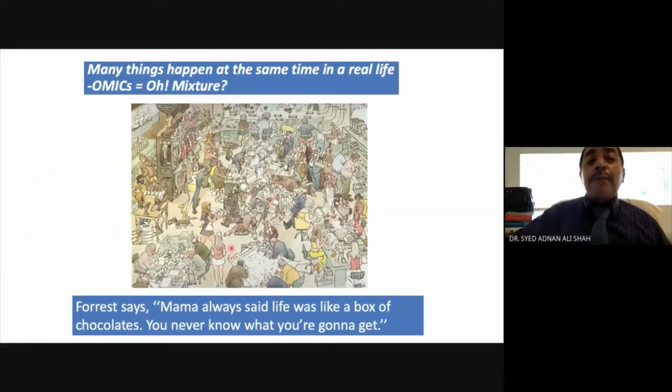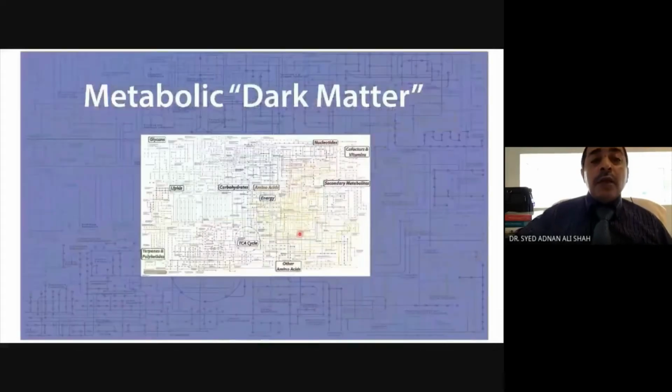So many things happen at the same time. For example, in the set of metabolites, some metabolite ratios decrease, and some unwanted metabolites form as a result of infection or disease. These can be monitored or analyzed through NMR based metabolomics also. So this is the dark matter.